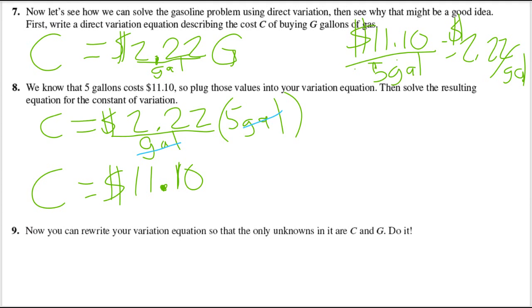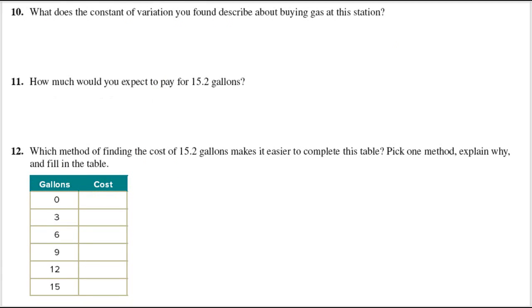Question 9. Now you can rewrite your variation equation so that the only unknowns in it are C and G. I honestly don't know what they're talking about, because that's what we wrote before. Okay, at any rate, let's go on to question 10. Restart the video once you've done question 10.